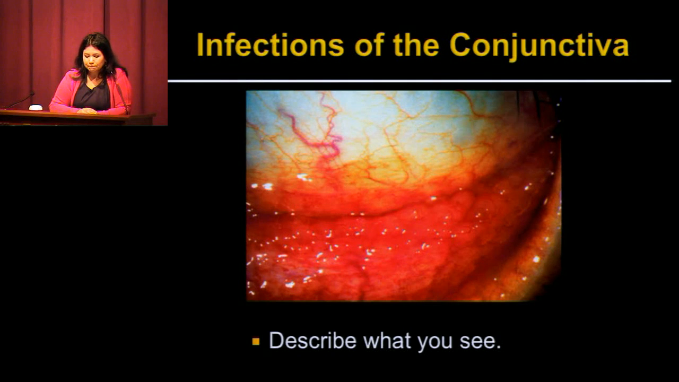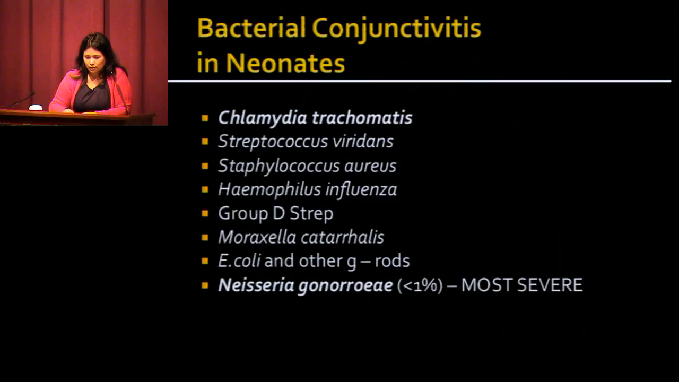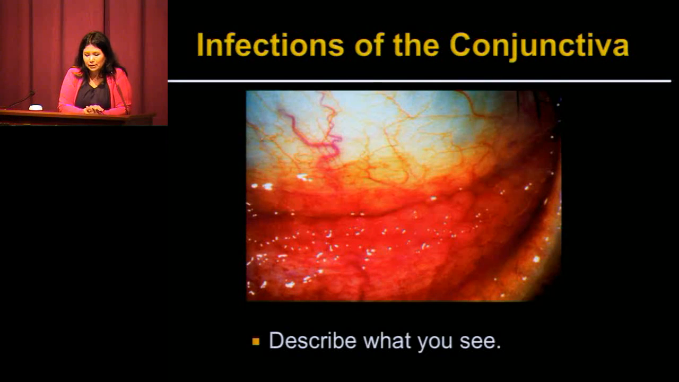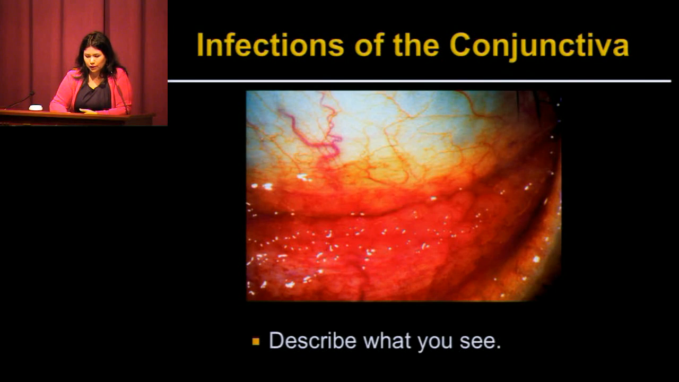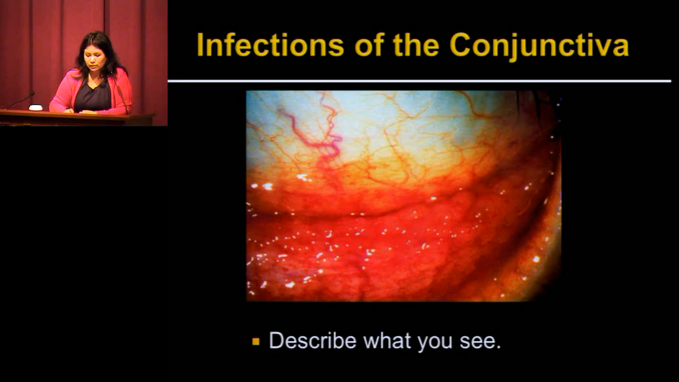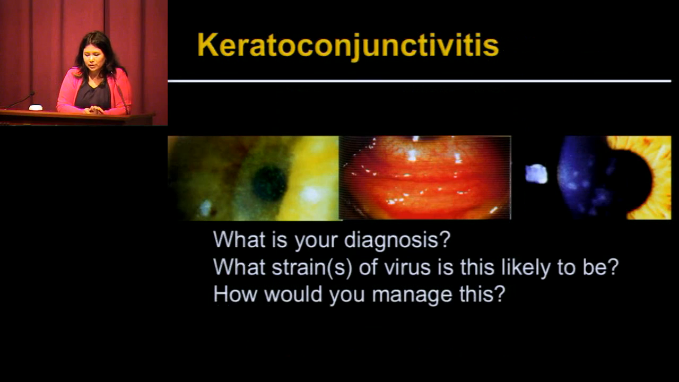Okay, so I am missing one slide, but that's okay. All right, let's move on to other types of infections of the conjunctiva. And again, this is just a picture here of follicles in the inferior. But what else do you see here?